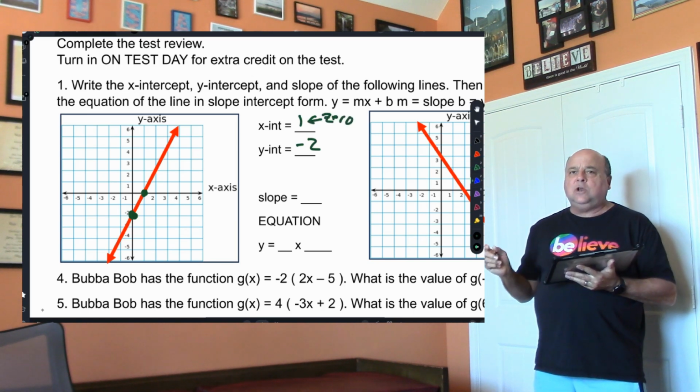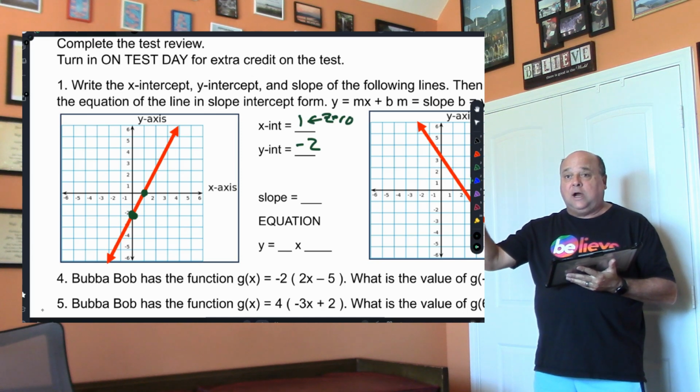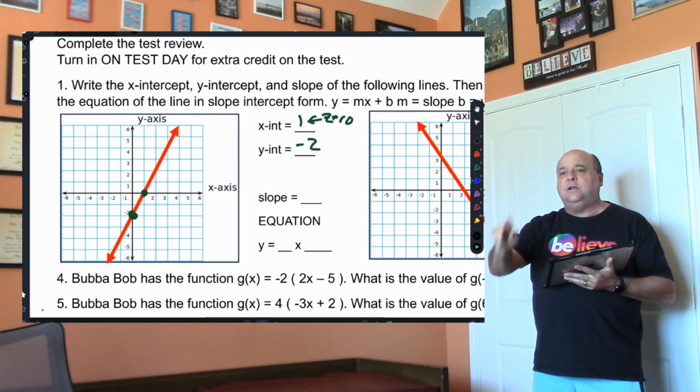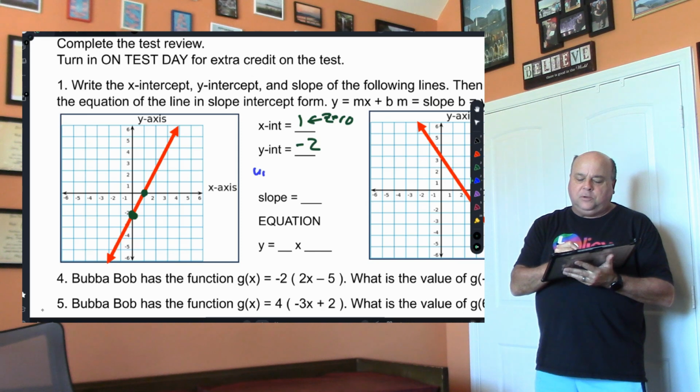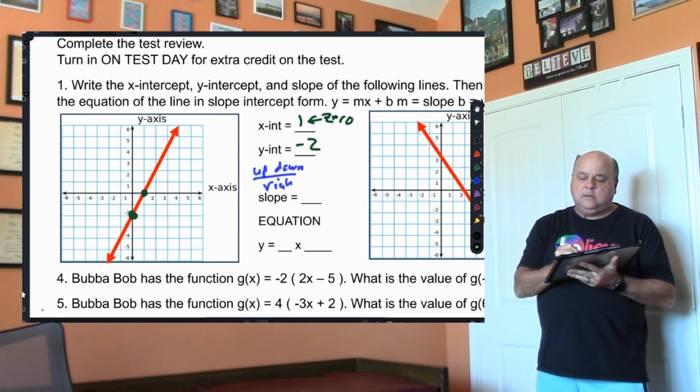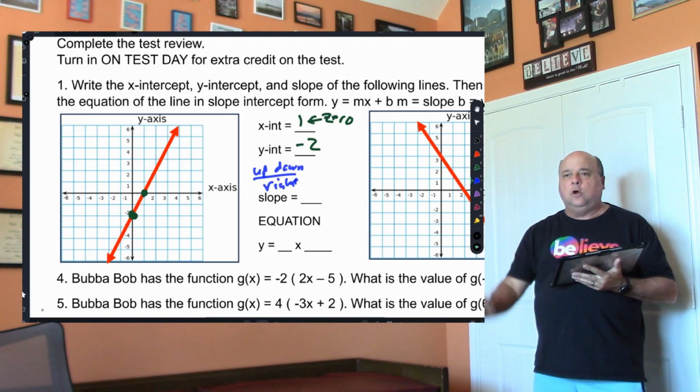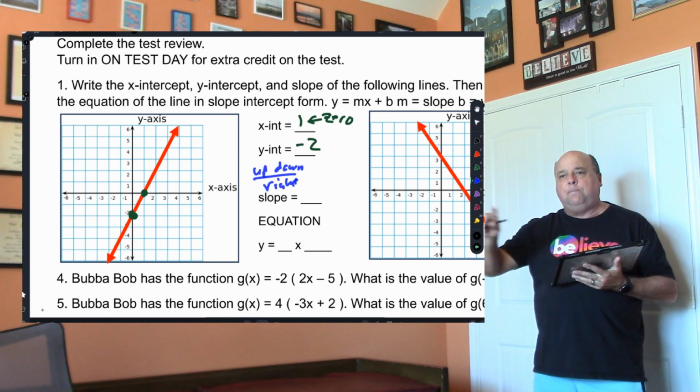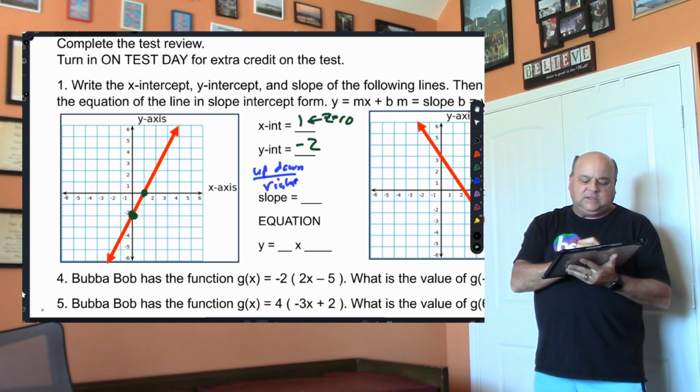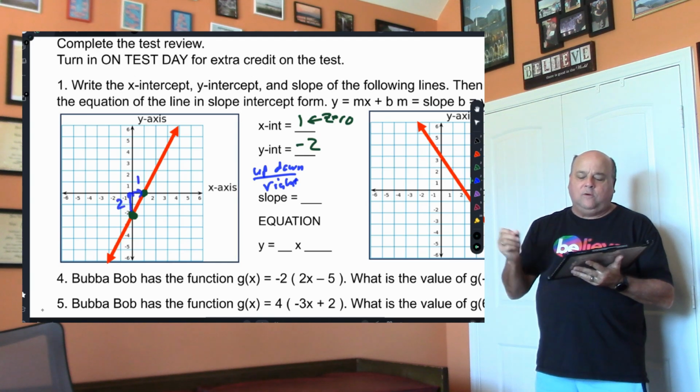Now then, to get the slope, I'm going to call what's made a slope triangle. You go up or down and to the right. Your slope is up or down over right. So the top number of the slope is how much you go up or down. The bottom number's to the right. So let's get our slope. I'm going to draw the slope triangle. I go up 2 over 1.